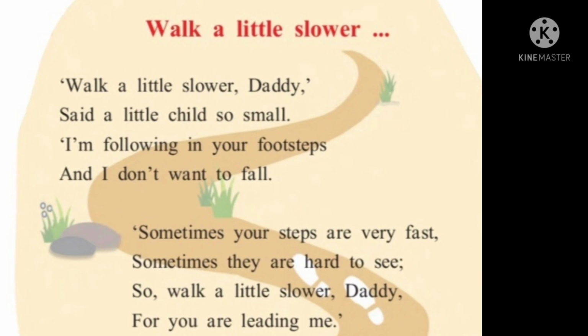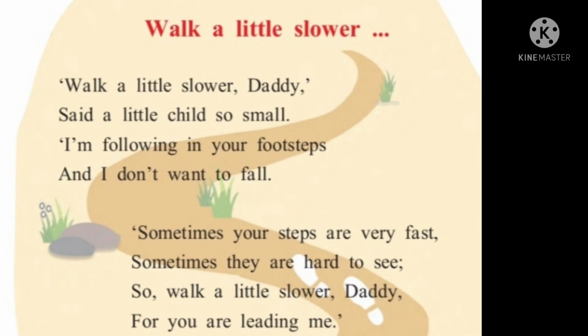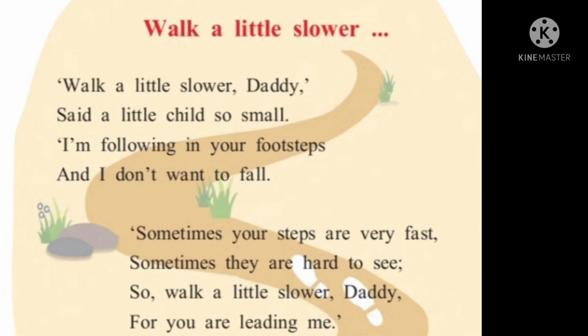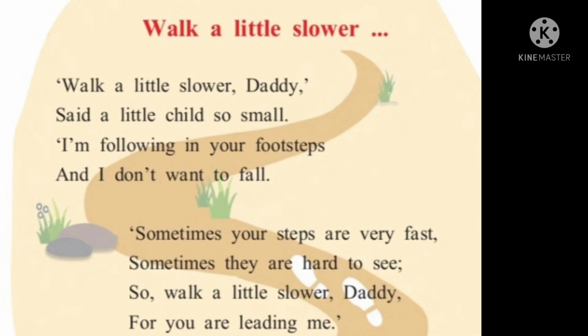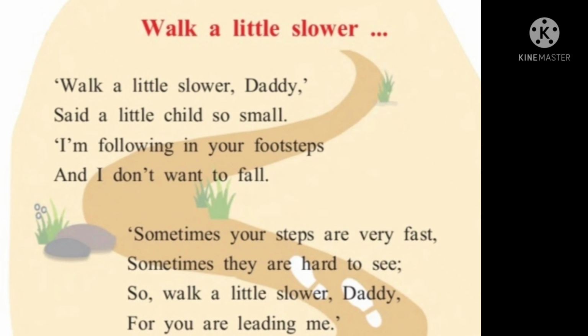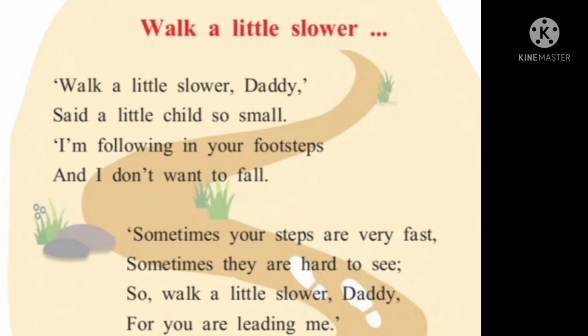Now see the stanza number 2. Sometimes your steps are very fast. Sometimes they are hard to see. So walk a little slower, daddy, for you are leading me. Here in the second stanza, the boy is saying to his father, sometimes the father walks very fast. Sometimes even so fast that he is unable to follow his footsteps. So he is requesting his father to walk a little slower because he is leading him.